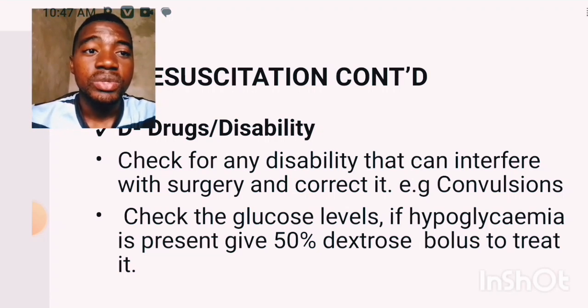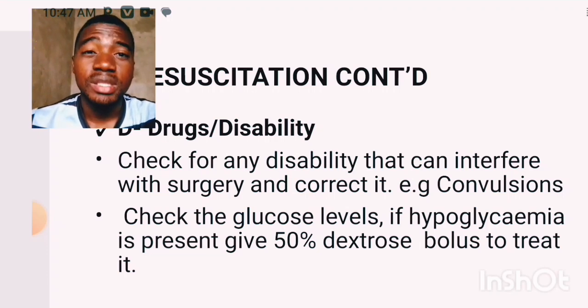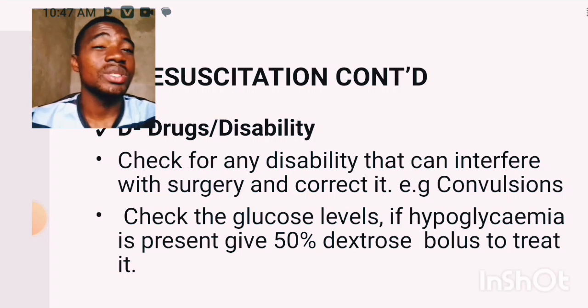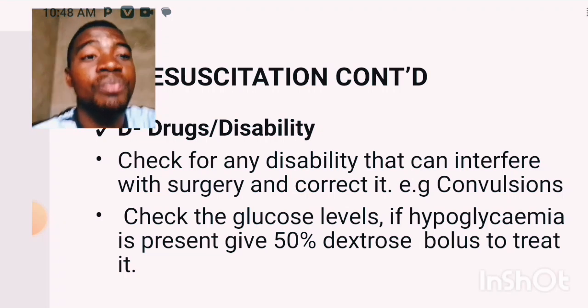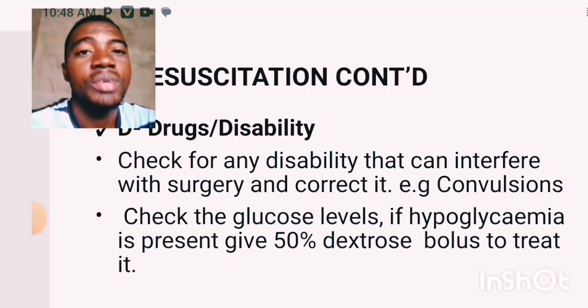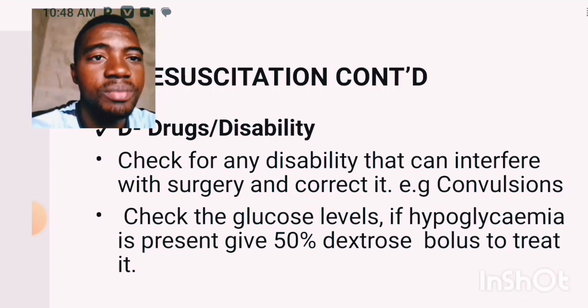I will check the glucose level. If hypoglycemia is present, give 50% dextrose bolus to treat it. You don't send the patient to the theater with low blood sugars. You don't send the patient to theater with convulsions or hypertension. They will die. So it's important you correct these medical conditions and you maintain the blood sugars.